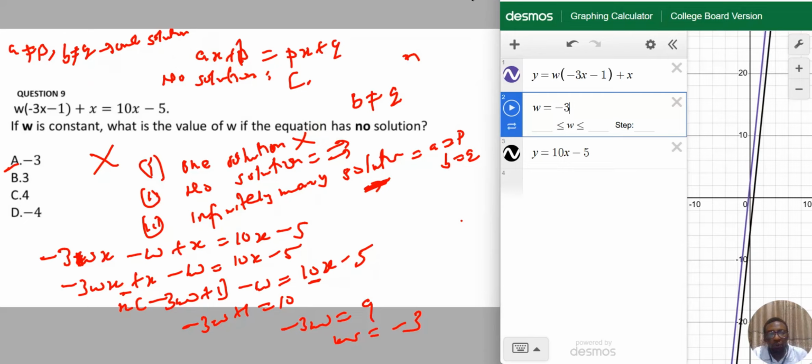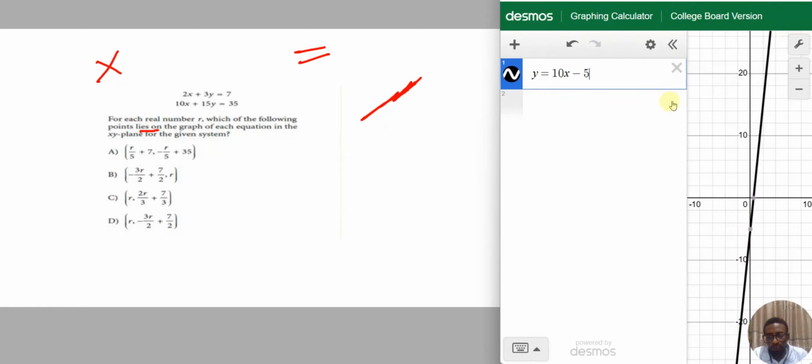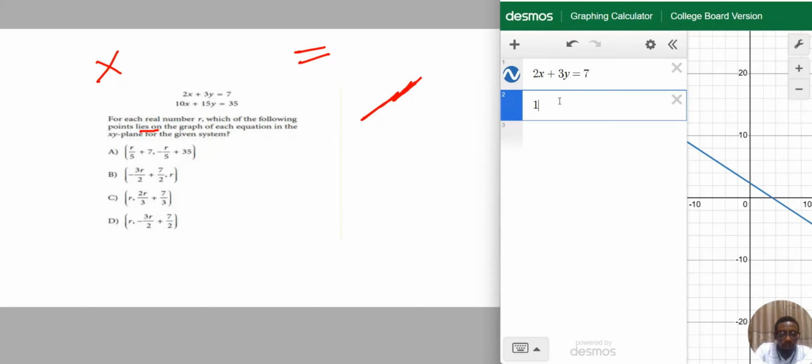So let's move on to the next question. The next question says that if you have 2x plus 3y equals 7, so I'm going to type this question in Desmos. Let's type in Desmos 2x plus 3y equals 7, and 10x plus 15y equals 35.